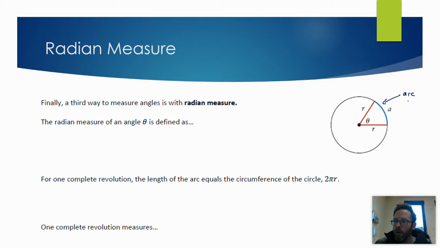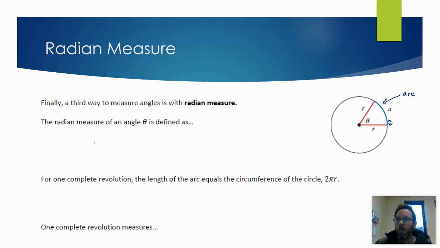Measuring angles in radians is basically a ratio of how long the arc is compared to how long the radius is. If you have a very tiny little arc, it's going to be a very tiny ratio of arc length over radius, and you'll have a small angle. If you have a larger arc around the circle, obviously that'll be a bigger ratio and you'll have a bigger angle. The radian measure of an angle theta is defined this way.